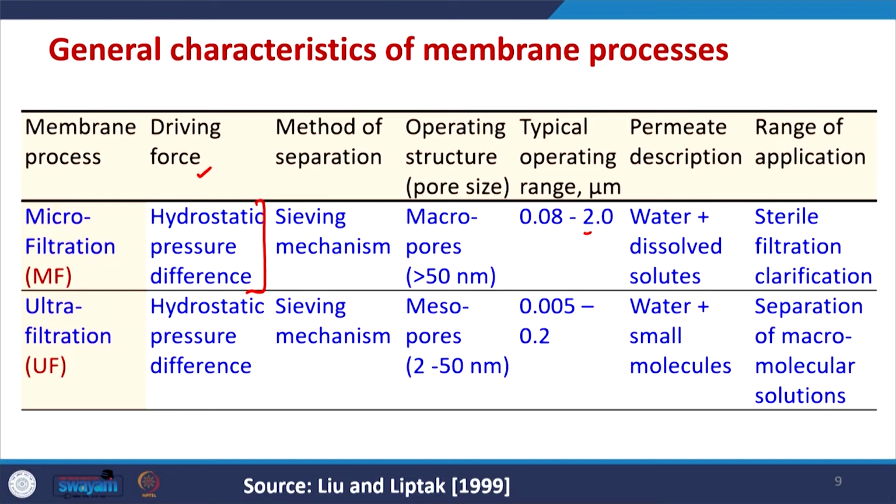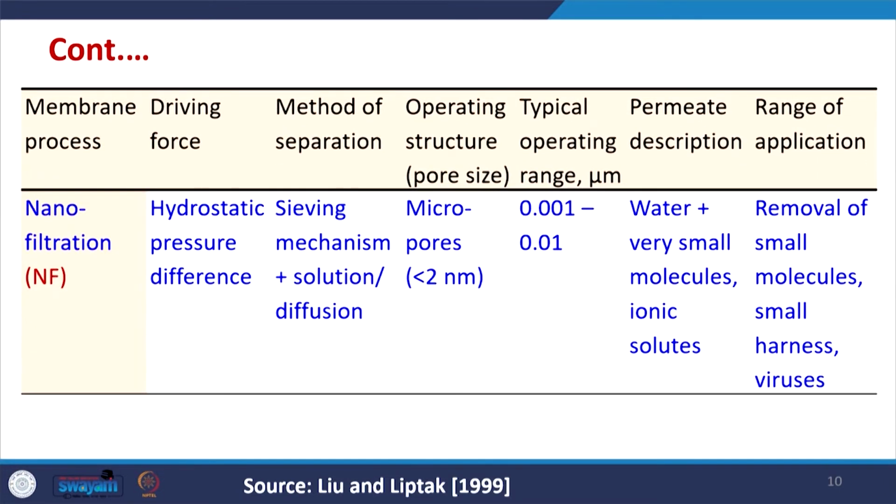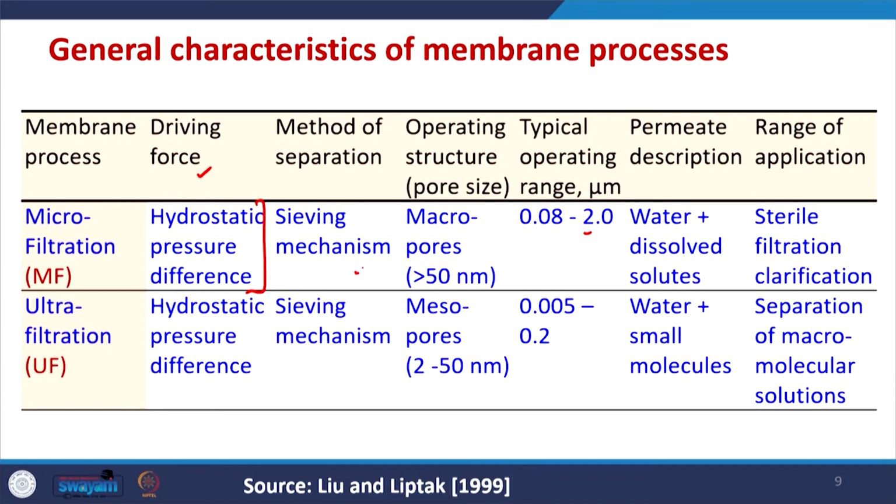Now, out of these microfiltration, ultrafiltration, nanofiltration, they work on the sieving mechanism. All these three generally work on the sieving mechanism, we can see it for nanofiltration also, but the operating structure or the pore size of the membrane is different for all these materials. In microfiltration we have micropores which are more than 50 nanometer, and under this condition they are able to remove the constituents in the size range of 0.08 to 2 micrometer. So, what we get in the permeate is the water plus some amount of dissolved solutes, and microfiltration can be used for filtration, for clarification etcetera.